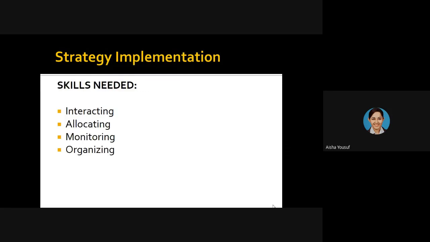The fourth step of the strategic management process is the implementation step. Strategy implementation is putting formulated strategies into action, of course, and without successful implementation, valuable strategies developed by managers are worthless. So, the successful implementation of strategy actually requires 4 basic skills by managers. The first skill is interacting skill. This is the ability to manage people during implementation.